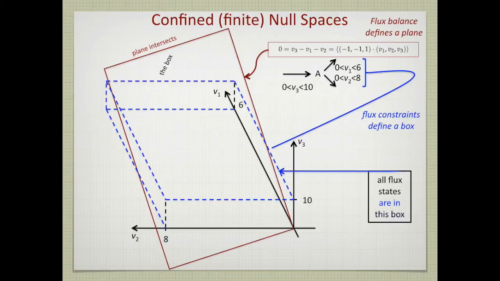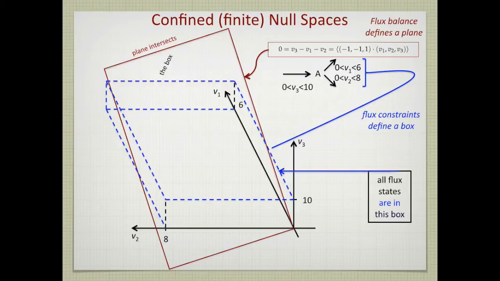And that plane is shown there in red. And that plane goes through the origin. And this is a plane that the row vector there is orthogonal to. Remember, all the steady states lie in a plane that's orthogonal to the row vectors in the stoichiometric matrix. This row vector here is just -1, -1, and a 1. So the intersection of that plane through that box represents my confined null space. And that's how these null spaces are formed, these confined null spaces.